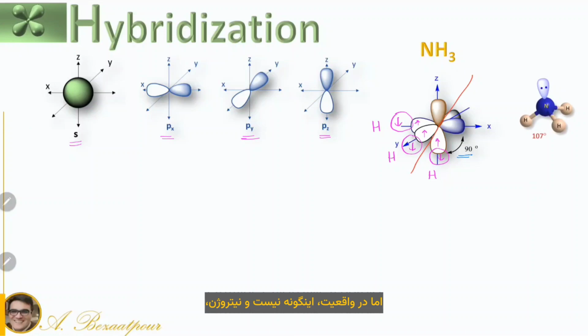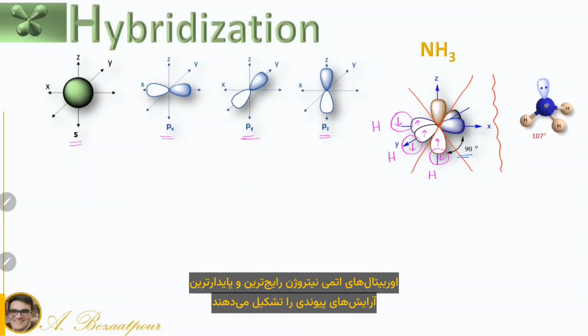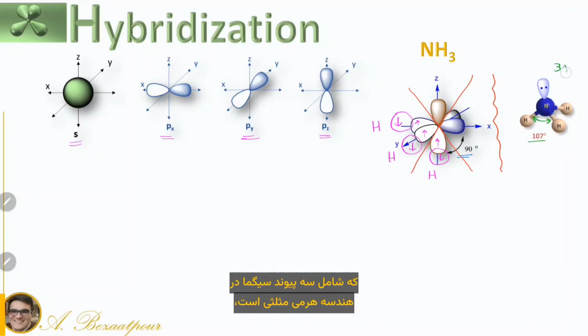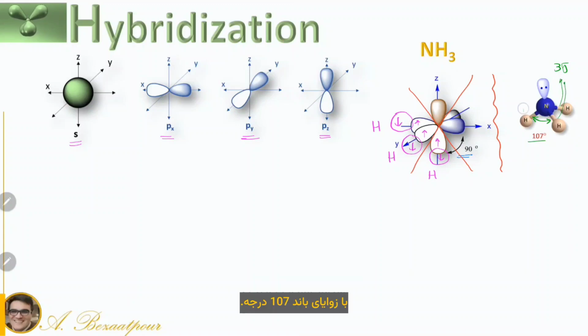But in reality, this is not the case, and nitrogen atomic orbitals form the most common and stable bonding arrangement, which includes 3 sigma bonds in a trigonal pyramidal geometry with bond angles of 107 degrees.